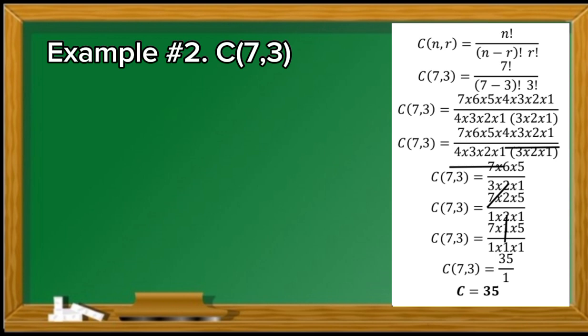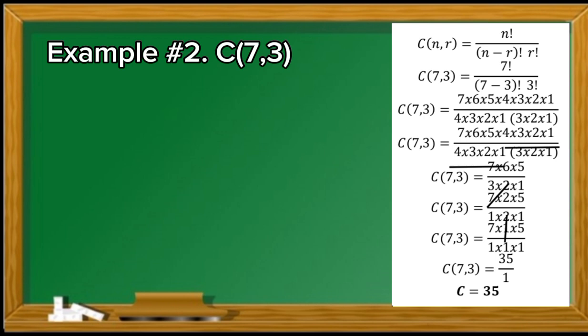Another example is C(7,3). So the N is equal to 7 and R is equal to 3. So we're going to substitute 7 times 6 times 5 times 4 times 3 times 2 times 1 over 4 times 3 times 2 times 1. It's 4 factorial because 7 minus 3 is equal to 4 factorial, and 3 times 2 times 1. So next is to cancel out, which is 4 times 3 times 2 times 1 over 4 times 3 times 2 times 1, cancel out na yan.